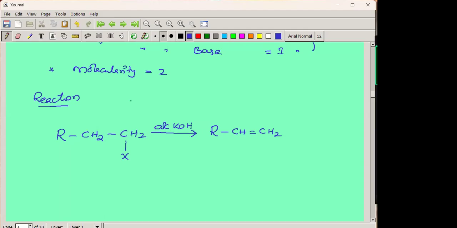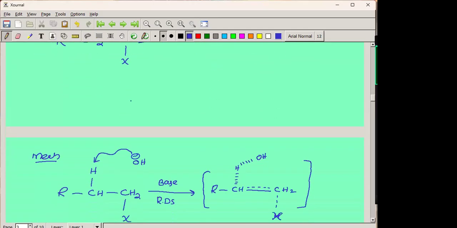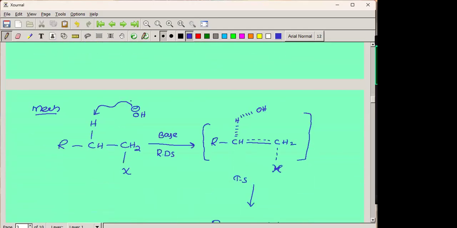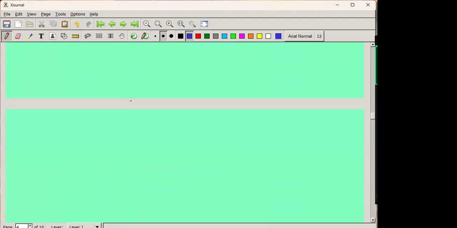Now the question: in the case of E1 elimination reaction, the reactants are tertiary alkyl halides. In the case of E2 elimination reaction, which kind of reactants can we use? Primary alkyl halides. What about secondary alkyl halides, and what type of reaction will be possible here? So here I am going to consider elimination in secondary alkyl halides.